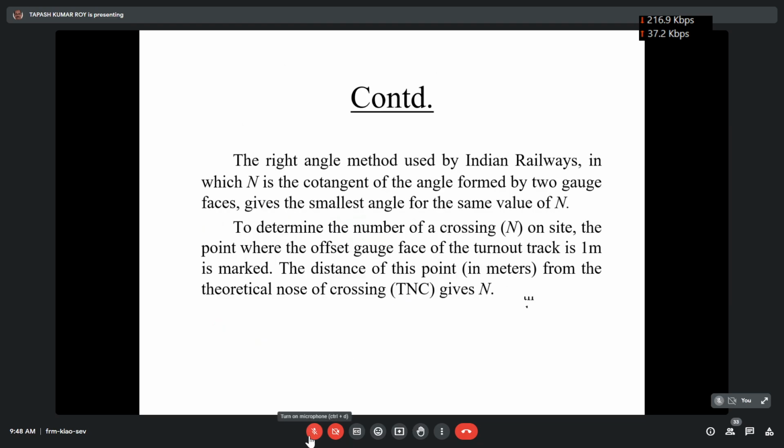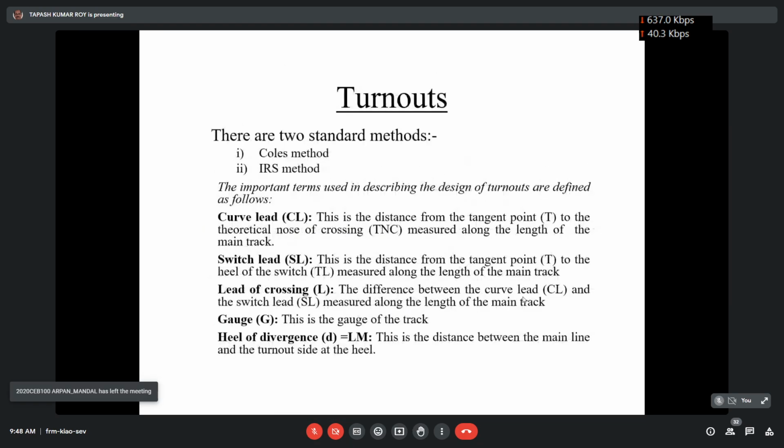Yes, sir. Okay, fine. So we'll go to the important part, the turnout that we have discussed earlier, with various elements like curve lead. This turnout will be determined by the following two methods. Number one is the Coles method. Number two is the IRS method, Indian Railway System. In India, we have to follow the second one. However, it is essential to know the Coles method because it is used throughout the world.